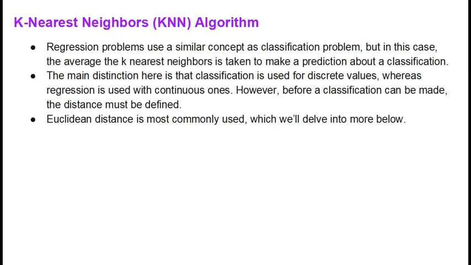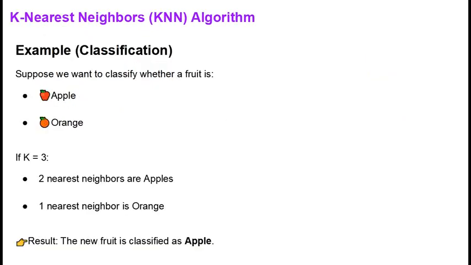So classification gives discrete output. Regression gives continuous outputs. However, in both cases, distance calculations play an important role. This slide shows an example. Let us take a simple real life example. Suppose you want to classify a fruit as apple or orange, we can select the k value. Suppose k equal to 3.